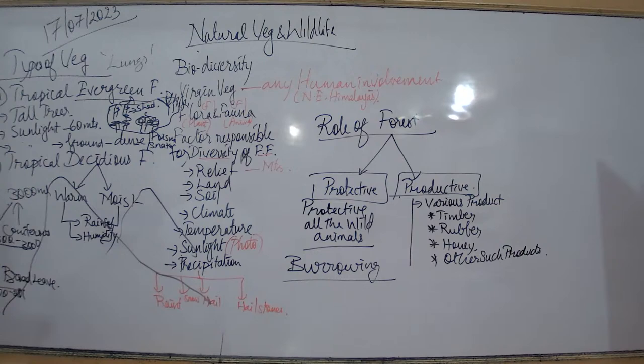Palm, coconut, keora, and agar. Close the bracket. Underline: the Royal Bengal tiger, the most famous animal, is found here.